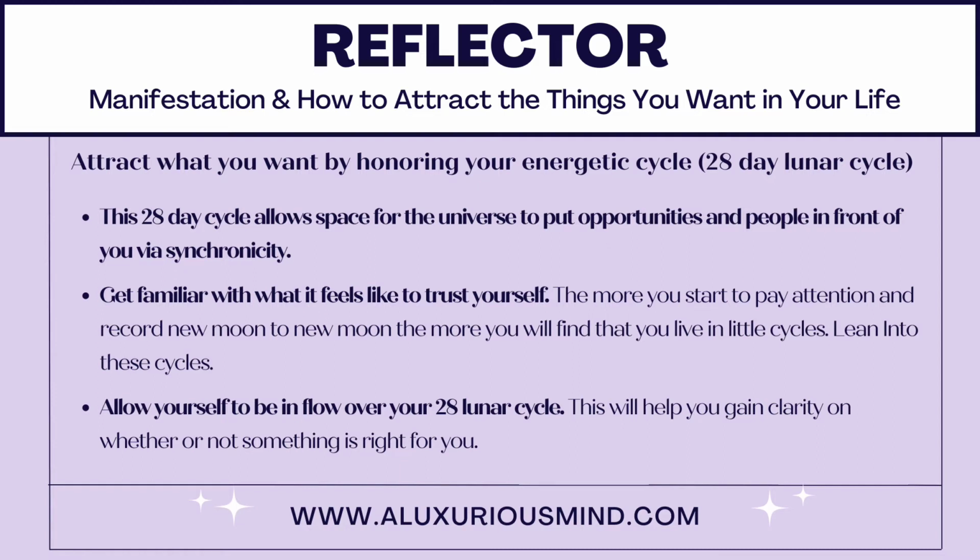So as a reflector in human design, how do you attract the things you want in your life? In human design, let's remember that your energy is more in alignment with the moon cycle. And so for you, it's more energetically correct to align yourself with that 28-day lunar cycle. If you can do that and create space for that, it allows the universe to put things, opportunities, and people in front of you via synchronicity. And so what does this mean? It doesn't mean you're sitting on the couch doing nothing. In fact, your job is actually to avoid sitting on the couch doing nothing and to start really tuning into how you feel in your body as you encounter situations and people out in the world, because this is how you're going to get information through your aura.